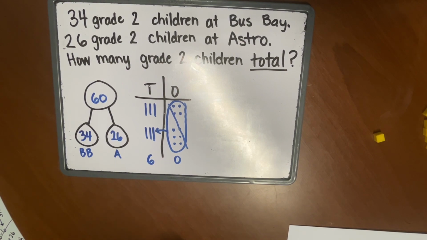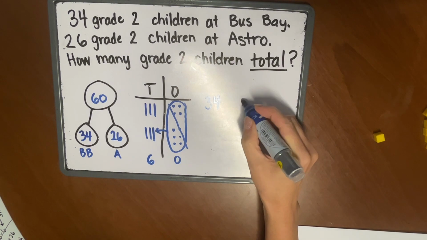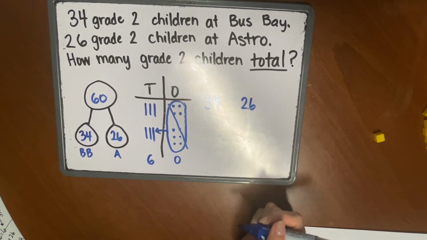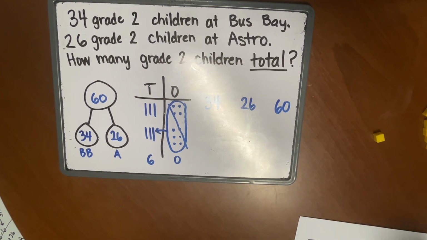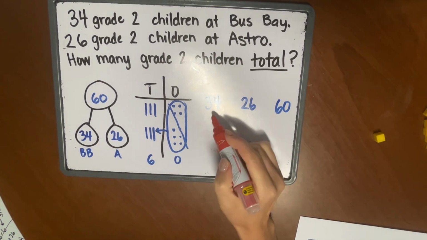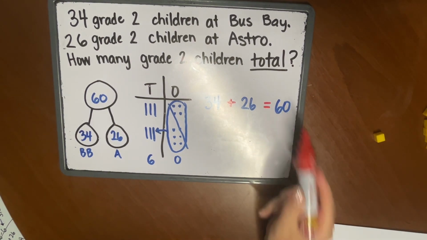Let's write a number sentence. I had 34 at the bus bay, 26 at the Astro, and 60 in total. What symbols can I use? 34 and 26 is the same as 60.